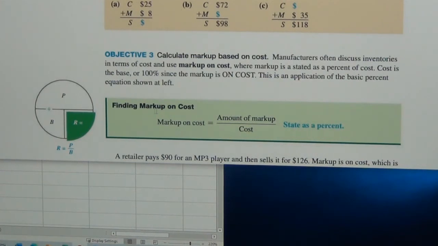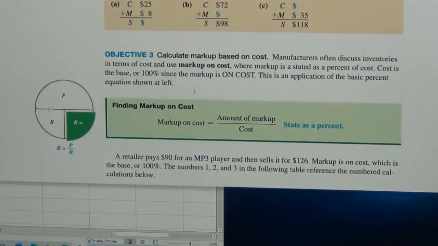All right, now we look at finding the markup on cost. So there's another formula we want to learn. The markup on cost is equal to the amount of the markup divided by the cost. We'll use the pie as a reference point. B times R equals P, if you recall. If we're solving for R, which is really the markup on cost, that's the rate we're looking for, we just take the part divided by the base, P divided by B. So that's what this really means. The amount of markup is the part, the cost is the base. If the markup is on cost, then the cost becomes the base.